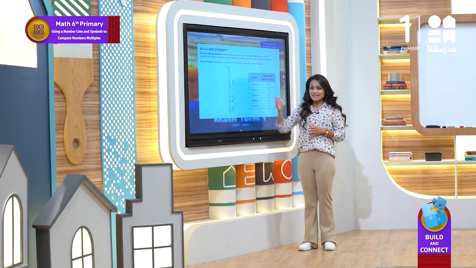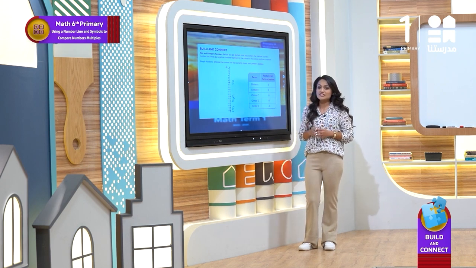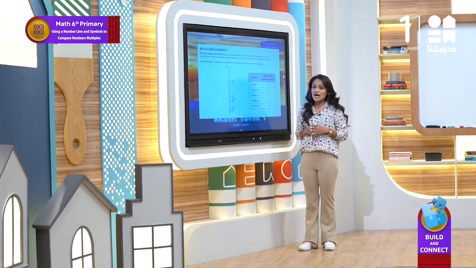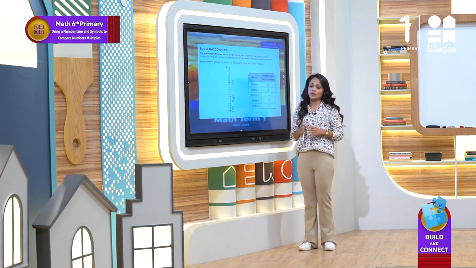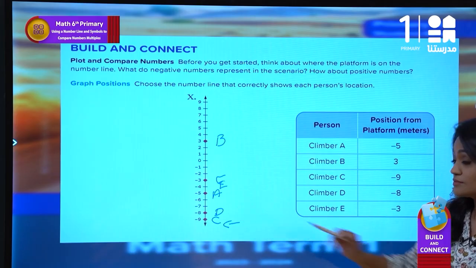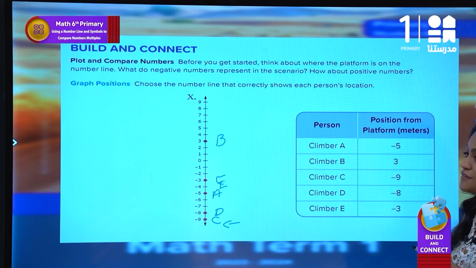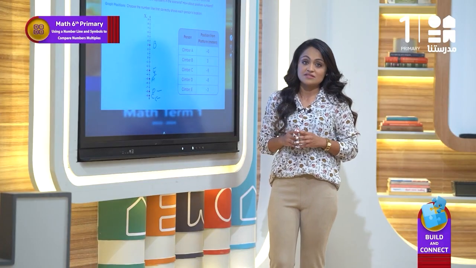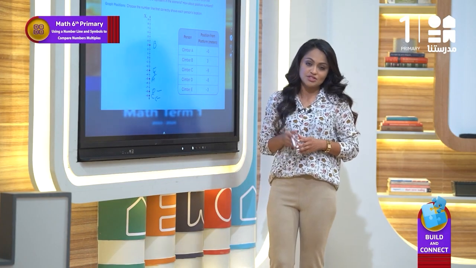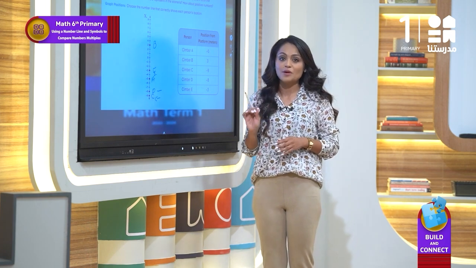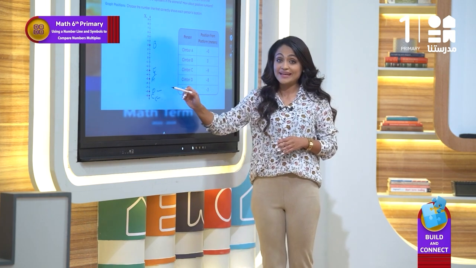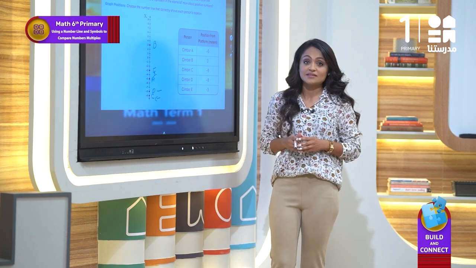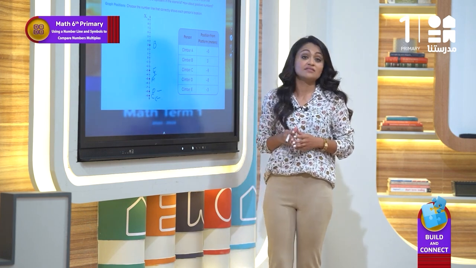When I was writing the names of climbers, I thought of questions about the distance between every two numbers on the number line. If climber C started from -9 and then reached -8, how many meters would he have climbed? Surely, if we counted from -9 to -8, we would find that he climbed only 1 meter.